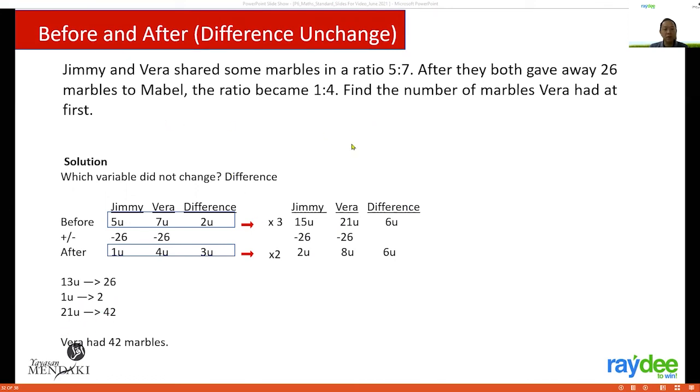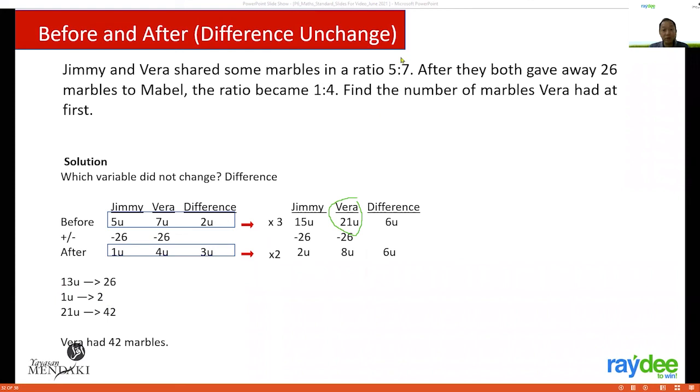Why am I looking for 21 units? It's because I want to find the number of marbles Vera had at first. So the number of marbles Vera had at first is here, it's 21 units. Some students will be like, hey, shouldn't I find this instead of 21? Why am I not finding 7 units instead of 21 units? The reason is very simple. Because the 21 units, the 1 unit equals 2, right?